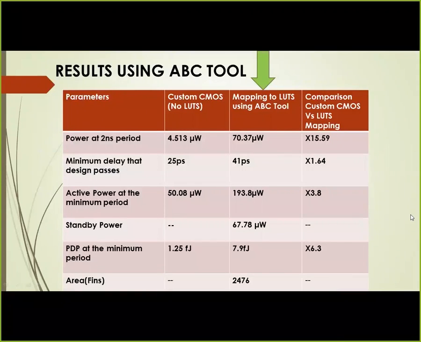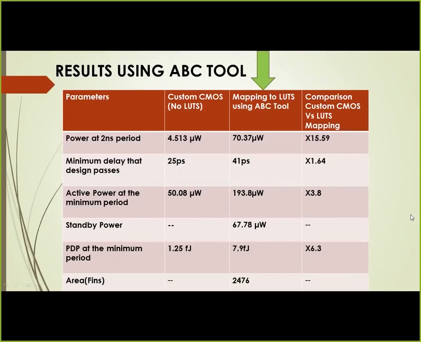So these are the results we got for using the ABC tool, compared with the custom CMOS with no LUT. That was the mapping to LUTs using the ABC tool. We got 41 picoseconds, which was the best delay, and the PDP is 7.9 femtojoules. The area is 2476.